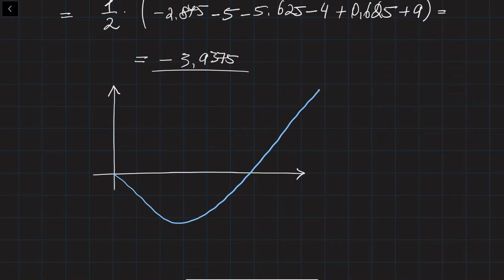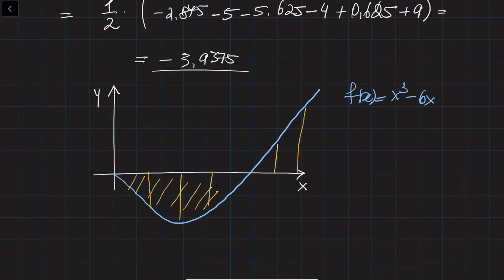So this function y equals f of x, which is x cubed minus 6x, is roughly going to look like this. What we did is we split the area under this curve and over this curve into 6 rectangles, and we found the area of those 6 rectangles. And this net area is going to be negative because if your curve is below the x-axis, the integration is going to be negative.